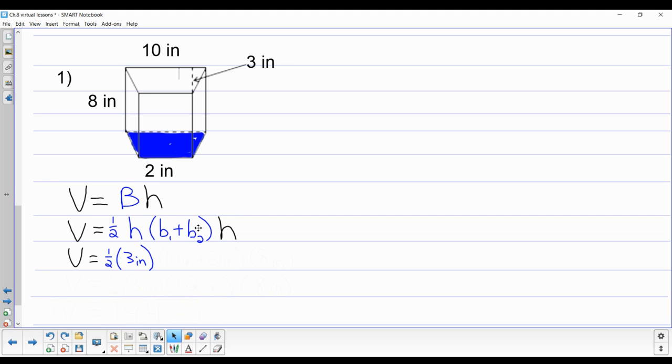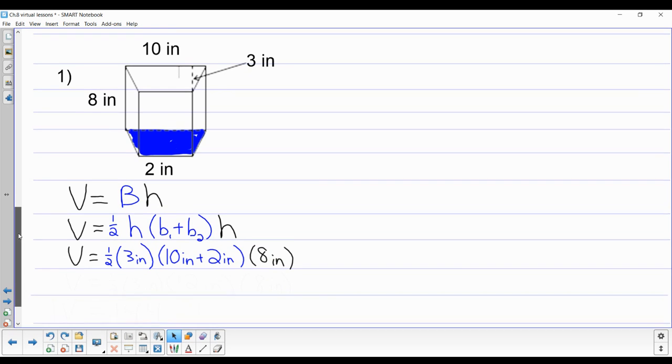It does not matter which one is which. The two parallel sides on the trapezoid are base 1 and base 2. As long as I have 10 inches and 2 inches, I'm fine. I'm going to write 10 inches plus 2 inches times the height of the prism. The height of the prism is the distance between the bases, the distance from this base on the bottom to the base up here on the top. That distance is 8 inches. I'll plug in 8 inches.